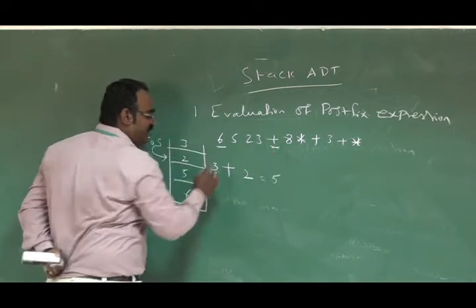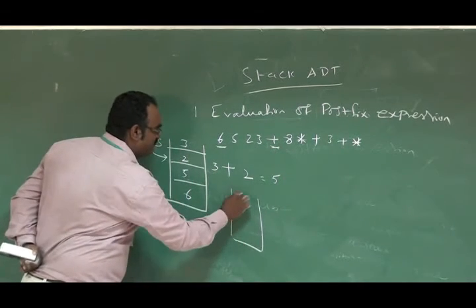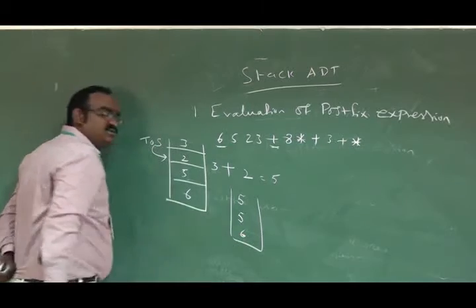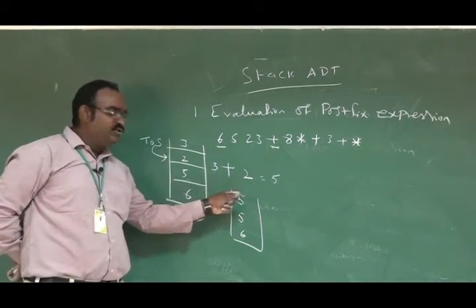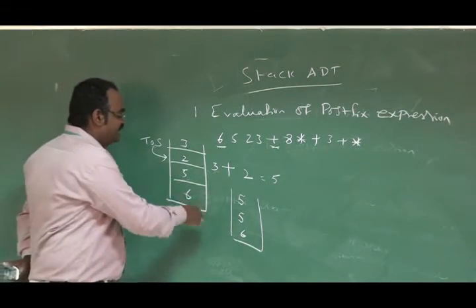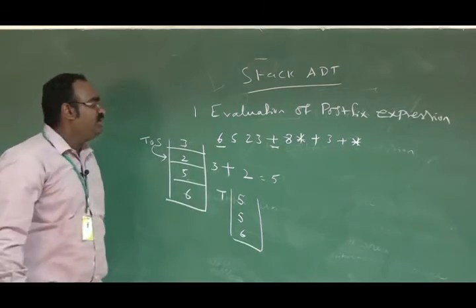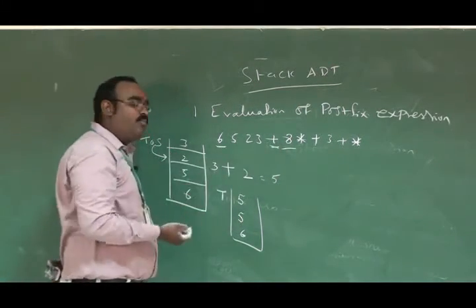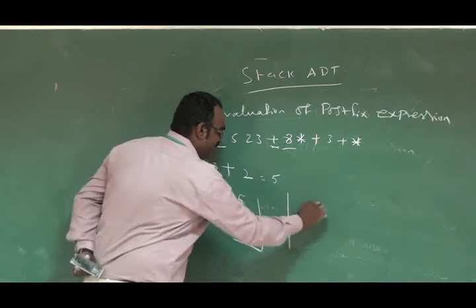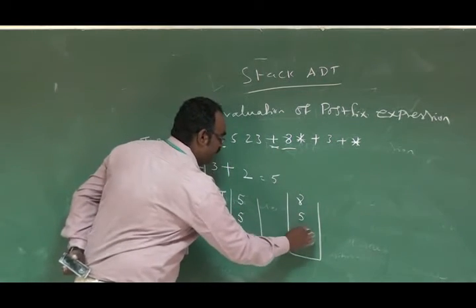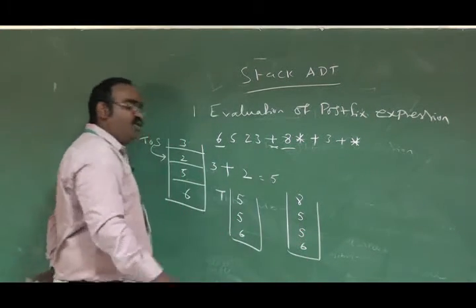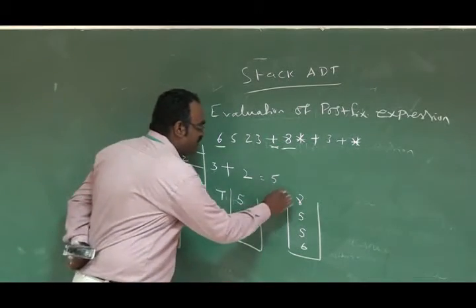After plus, what is the stack value? It is 5, 5, 6. After execution, the 5 is pushed into the stack, so the top of the stack is incremented here. Next is 8. 8 is an operand, so how do we insert it into the stack? The stack is now 8, 5, 5, 6, four elements, and the top of the stack is 8.